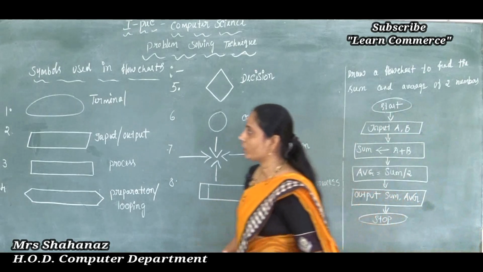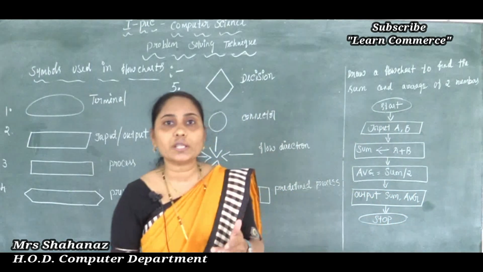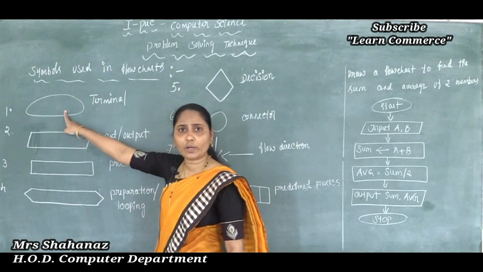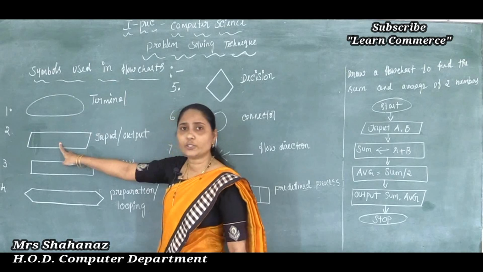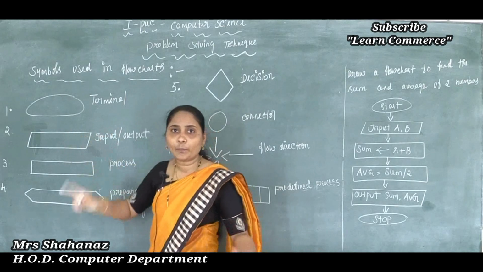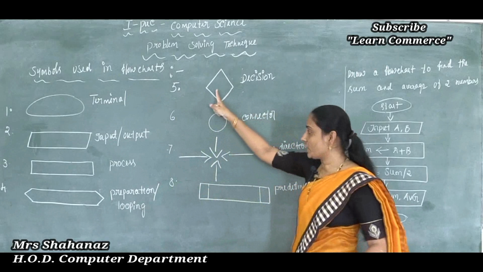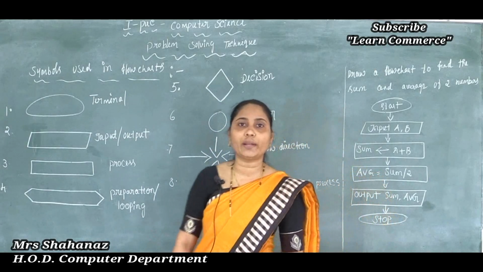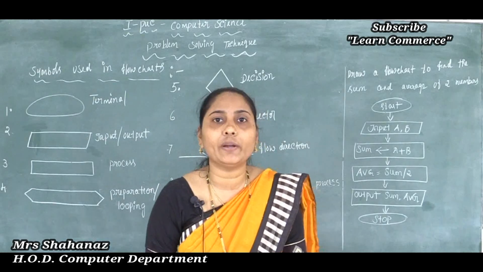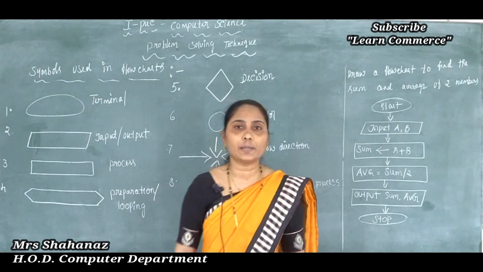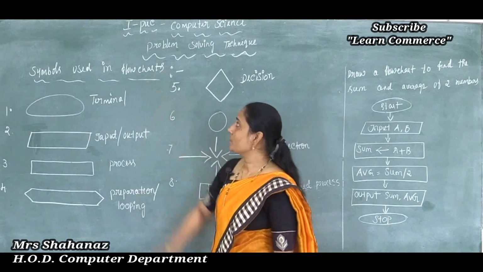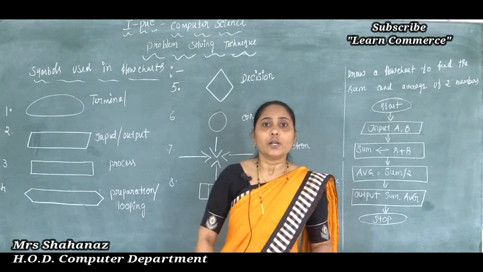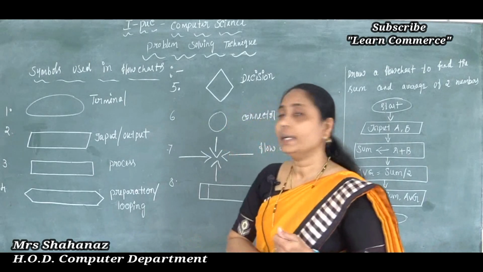Depending on the program, we may use any one symbol, because every program starts and needs to input a value, but some programs do not take any decision, or do not use any predefined process. So depending on the program we can use the symbols. So the concept is symbols used in flowcharts. The first symbol name is the terminal.